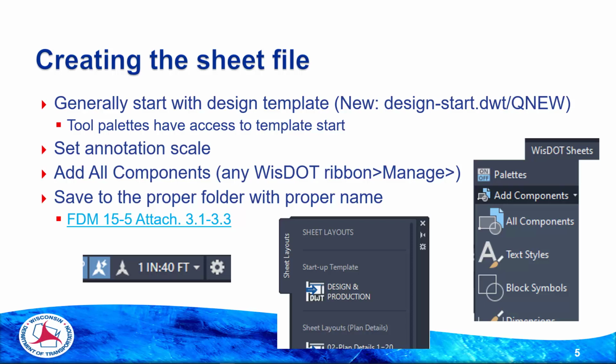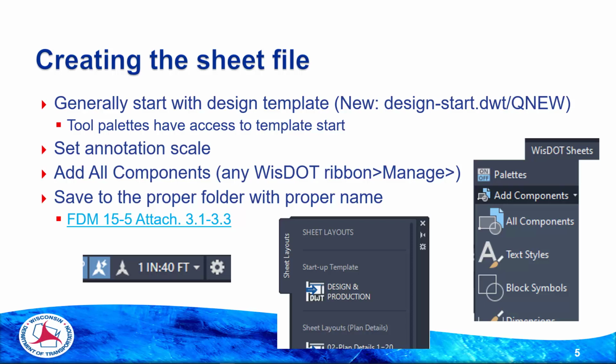Also, the other thing that you want to do very early on, and I'd say right after you start a file, is add all components. What the all components area adds is items that are not in the design start template natively. The idea of the design start was to have a more stripped down template so that you can start drawing files with it and not be over encumbered with the components that you don't need, that are good for sheets but not necessarily for design. So the add all components runs through and adds all of that in for you.